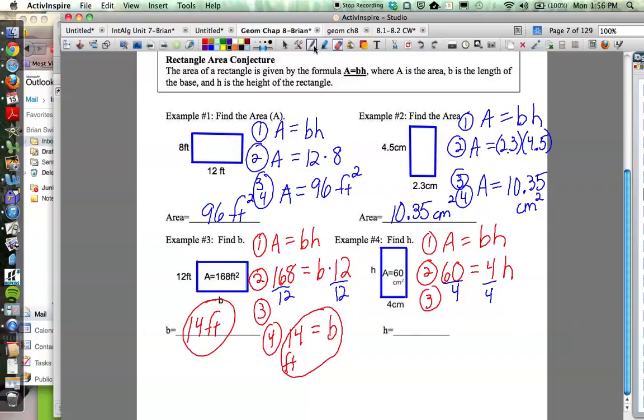So divide both sides by 4, and 60 divided by 4 would be 15. So 15 is the height. And looking at our units here, we are using centimeters. So 15 centimeters is the height, and so our answer is 15 centimeters.